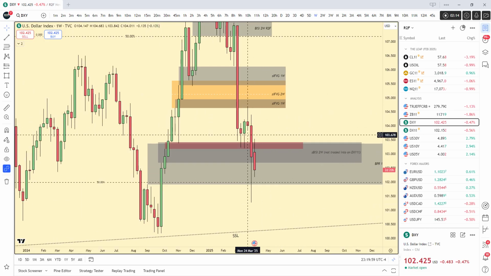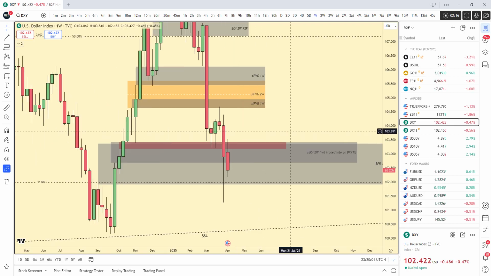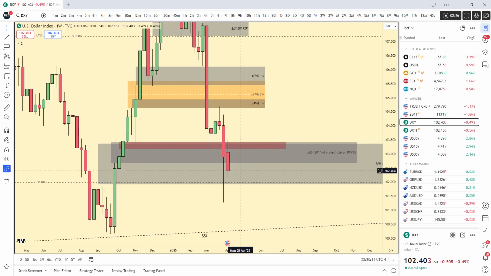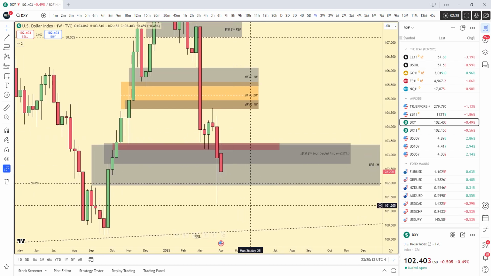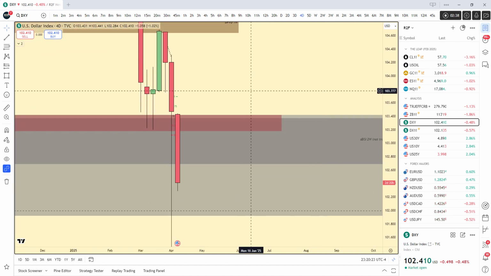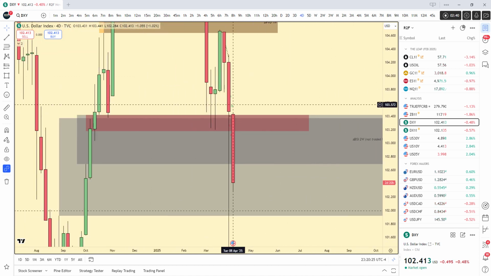Those type of pairs as we move lower. Okay, we have this gap here, but we are using this first, this gap and this mitigation block wick. We do have those two confluences. We have CPI today, tomorrow PPI, which are very high impact. So we should have more clues then. Let's go down to the 4 day. 4 day closes as well in 2 days.